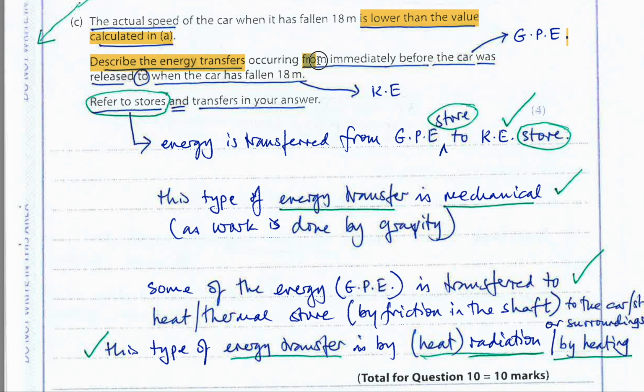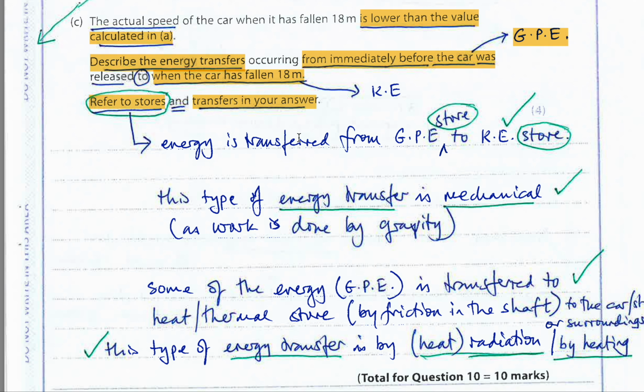So you've got to describe the energy transfers occurring from immediately before the car was released, where it had gravitational potential energy initially, to when the car had fallen the 18 meters that we calculated before, if it had no friction. So obviously they're now referring to the fact that there is some friction, so our calculation is overestimating the final speed. They want you to refer to energy stores, and they want you to refer to transfers in your answer. Okay, they want to see if you know the correct terminology.